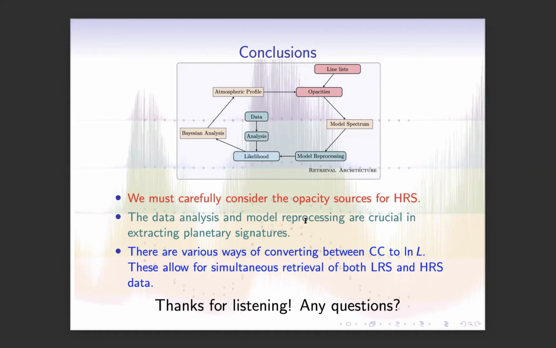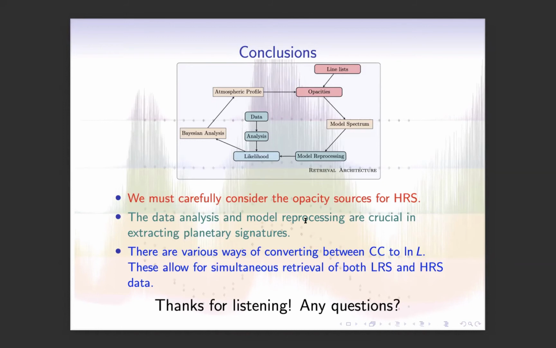There is one question. Yeah. Do you have any sort of weighting on the likelihoods between the high and low resolution parts of the hybrid retrieval? Otherwise, wouldn't the likelihood be dominated by the high resolution component simply because of the large number of data points?